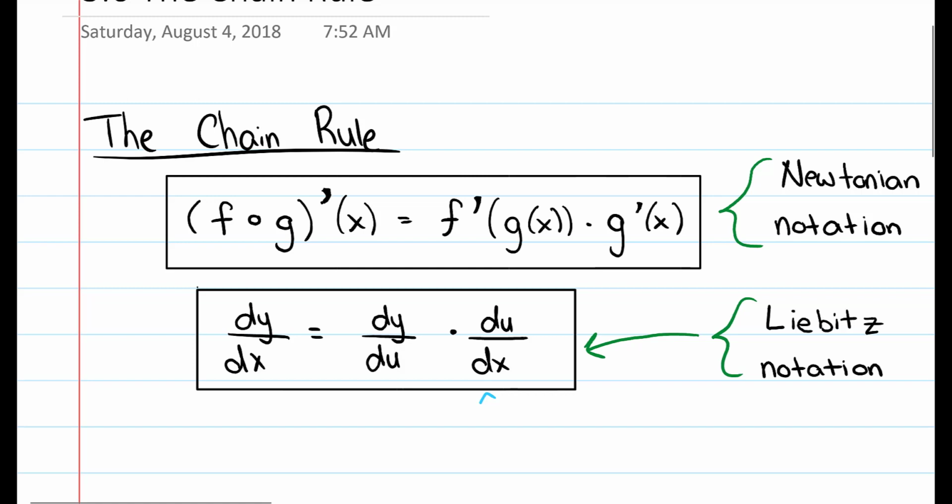So Newtonian notation says that the derivative of a composite function is equal to the derivative of the outside function times the derivative of the inside function. Leibniz notation states that we have the derivative with respect to u times the derivative of the inside piece. Both of these equations yield the same result, however, they were just thought of in two different ways.